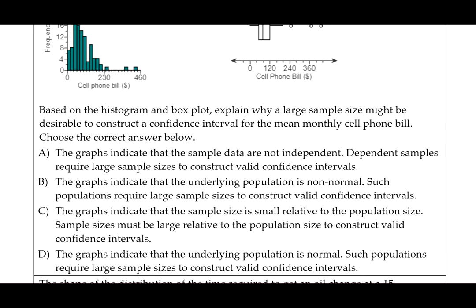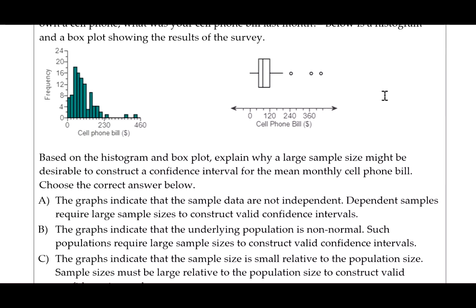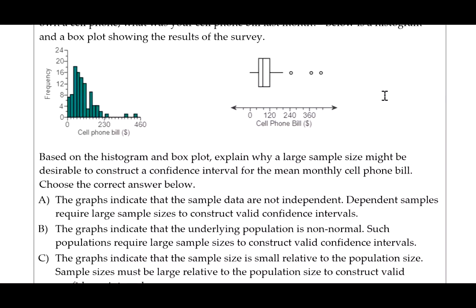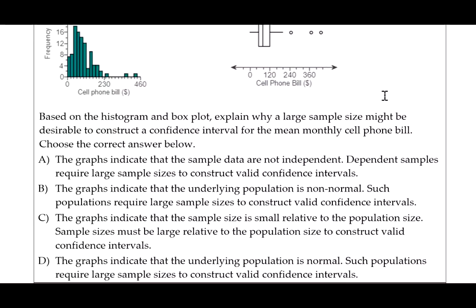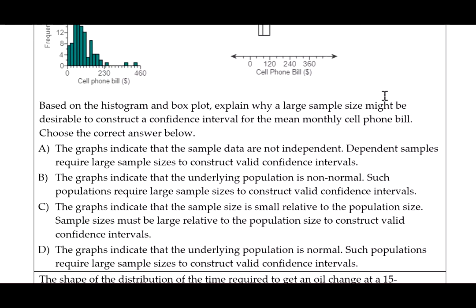B, the graphs indicate that the underlying population is non-normal. It looks like, since our samples should be representative of the population, that the population is probably right skewed. Such populations require large sample sizes to construct valid confidence intervals. That's true. That's why our third requirement is that we either have a normal population or a sample size that is above 30. Let's read through the other answers just to verify that they are incorrect.